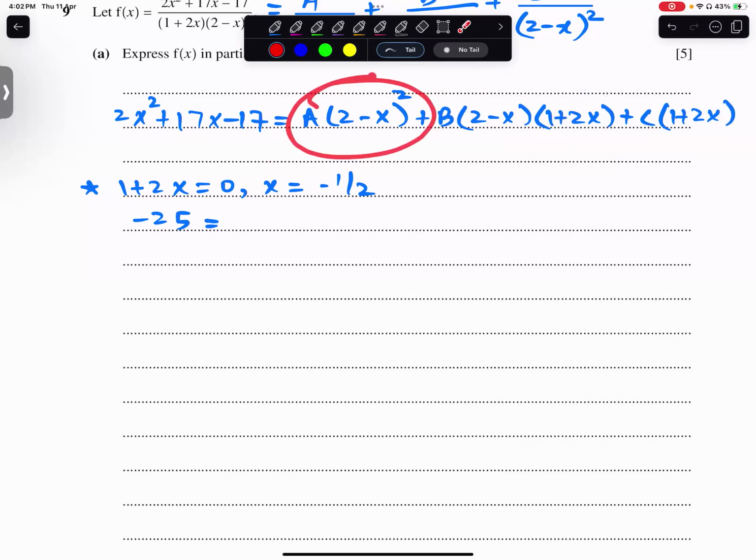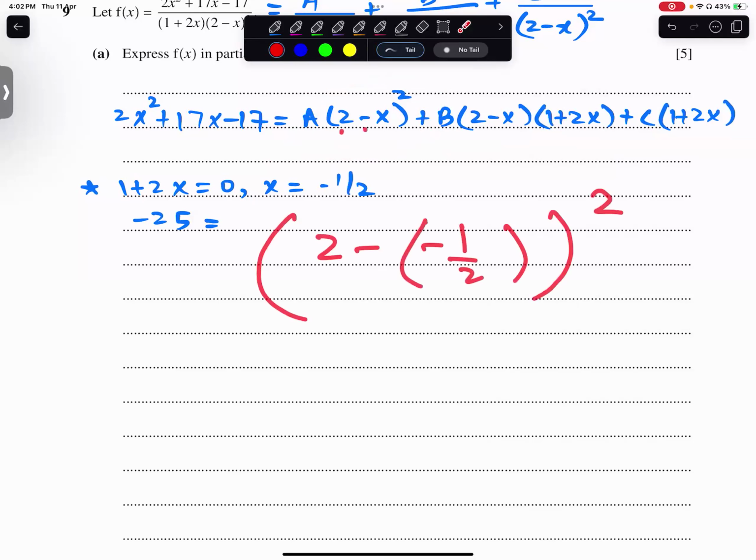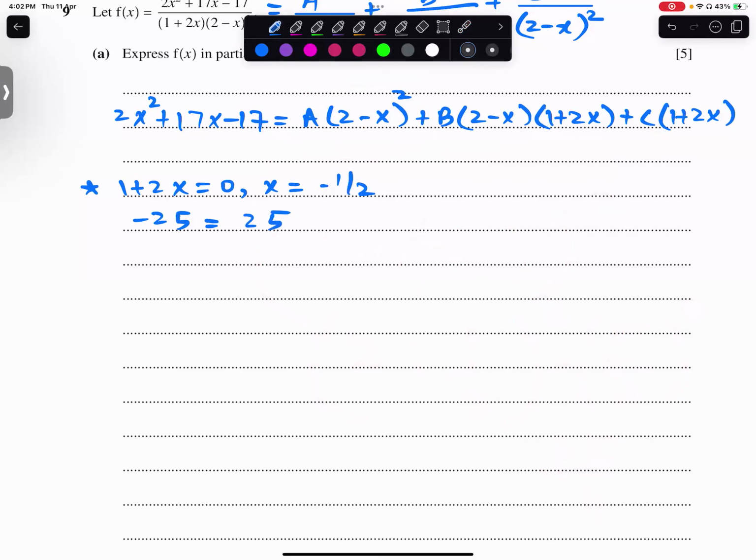So 2 minus minus 1 over 2 whole square will give you 2 plus 1 over 2 whole square. This will be 5 over 2 whole square. That will be 25 over 4. This was my mental maths. So 25 over 4 times a. So you can see that a is minus 4.